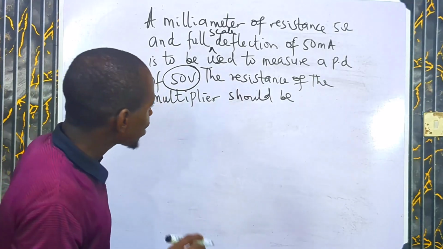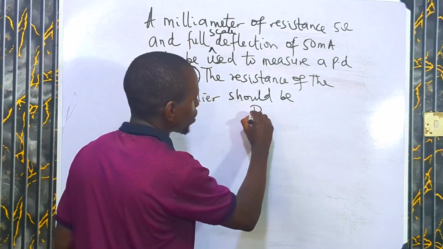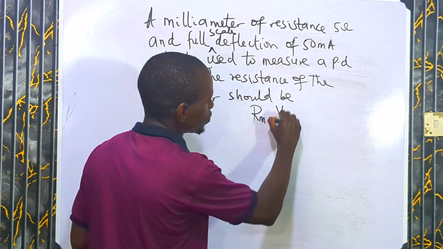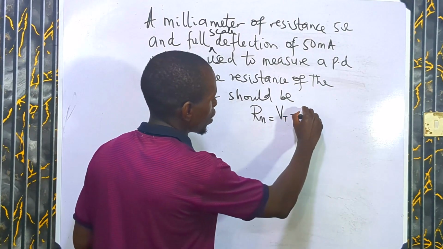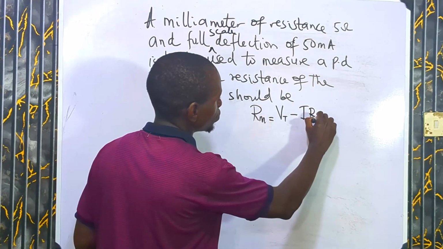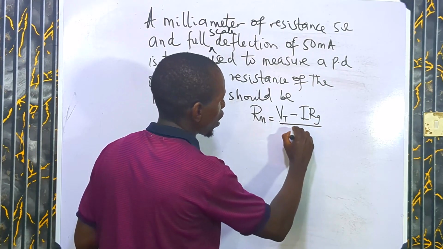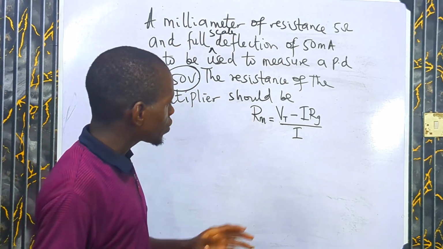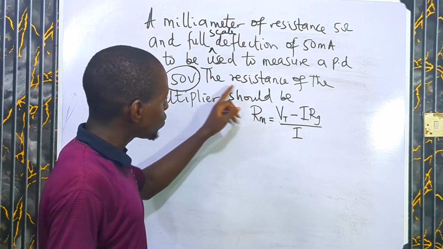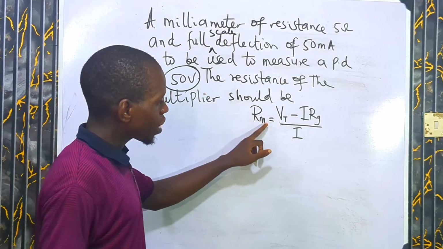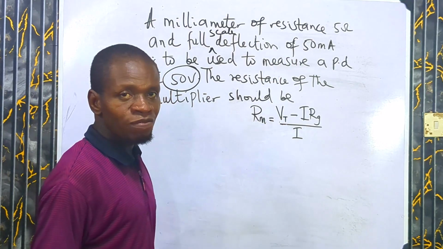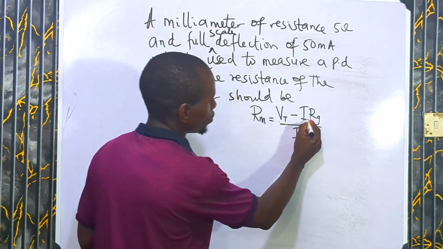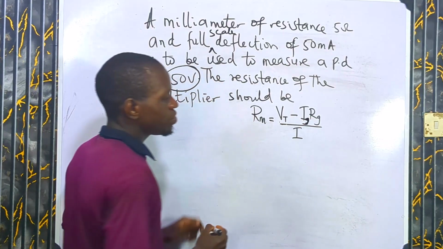And quickly, I'll write out the formula of multiplier, which is Rm equals Vt minus I Rg, all over I. You all remember how we got this formula. Here Rm is the resistance of the multiplier, Vt is my total voltage, and I is my current. Normally this current is the current of the galvanometer. Let me state it clearly.